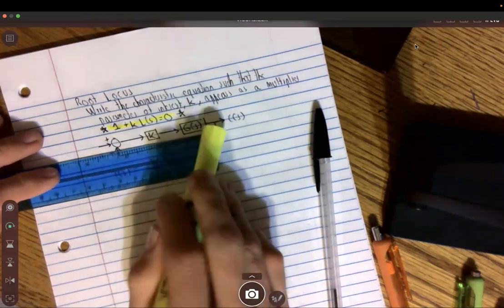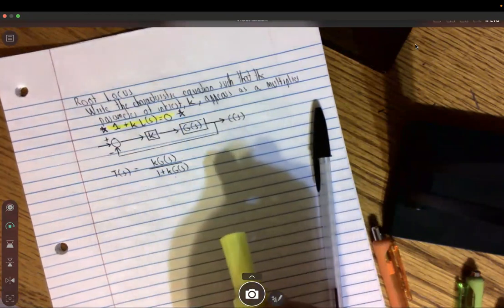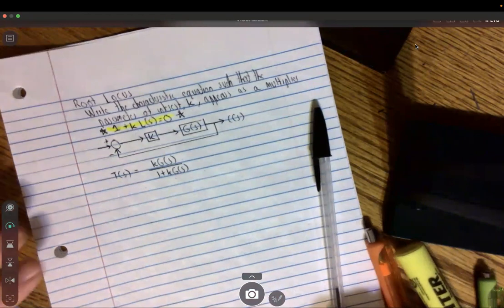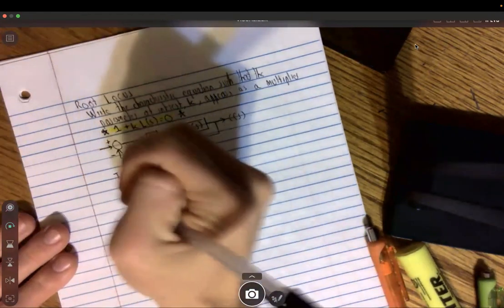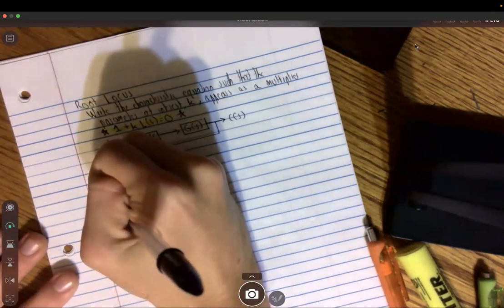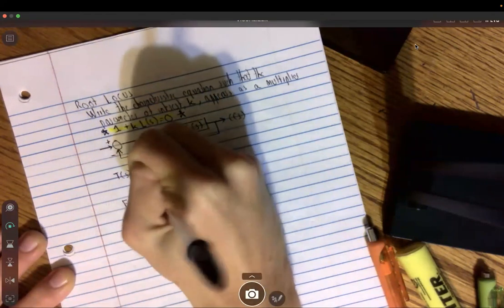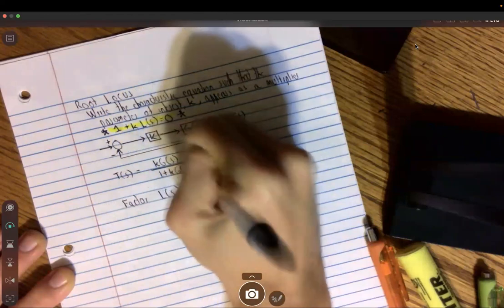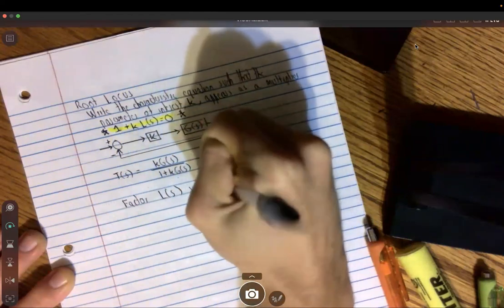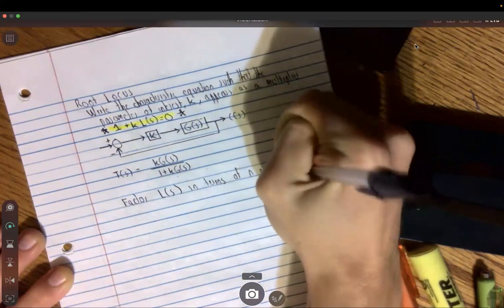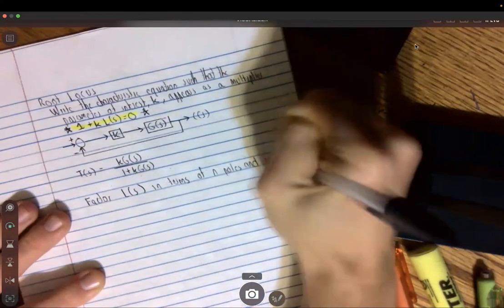So we just substituted it in for g of s, L of s. And it's the exact same thing because it's unity feedback. Okay. Then your next step would be that you want to factor L of s in terms of n poles and m zeros. And what do I mean by this?